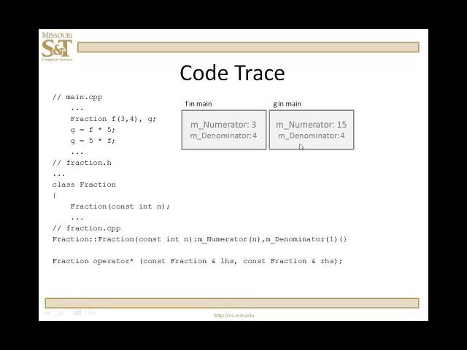What about the second case? Same thing happens. The operator star is calling for a fraction. This is an integer. The compiler recognizes that, calls the constructor, and changes 5 to a fraction, and then it can carry out the multiplication.